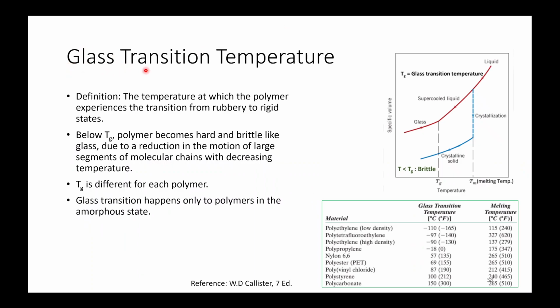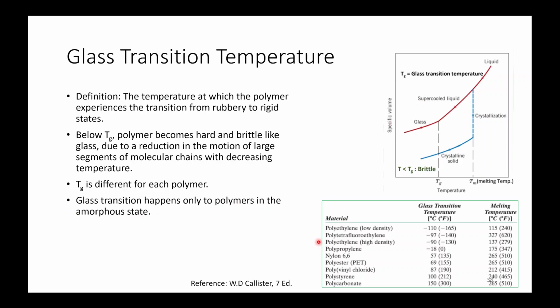Now, another property is glass transition temperature. It is the temperature at which the polymer experiences the transition from rubbery to rigid state. So below Tg, the polymer becomes hard and brittle like glass due to the reduction in the motion of large segments of molecular chains with decreasing temperature. Tg is different for each polymer, and glass transition happens only in polymers in the amorphous state.